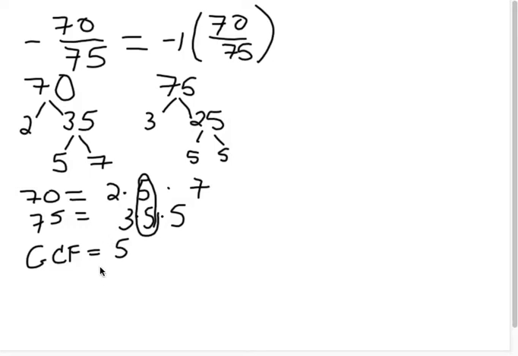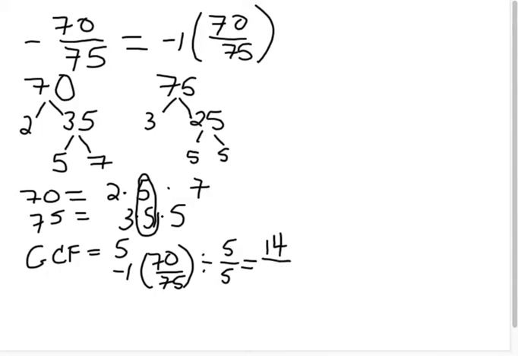Okay, so what I can do then is say, negative 1 times 70 over 75, divided by 5 over 5, is going to equal... and one thing that's nice about this, what is 70 divided by 5? Well, if I look at this breakdown of the number, I notice that 70 is made up of 2, 5, and 7 when I multiply all of those together. If I take out that 5, what's left? A 2 and a 7. Well, what's 2 times 7? 14.